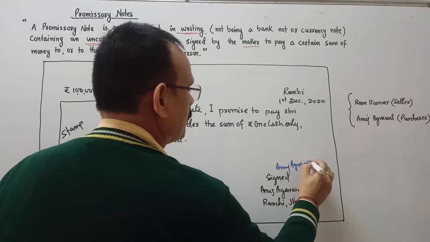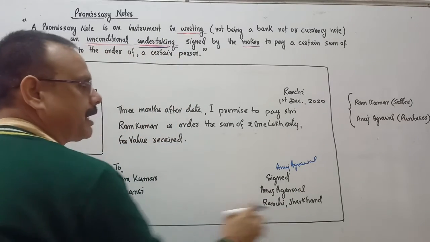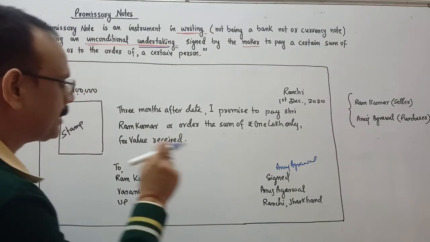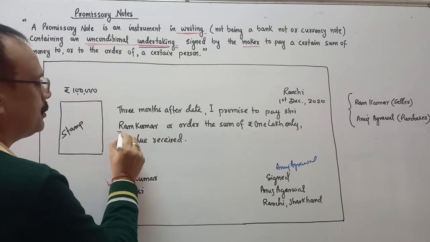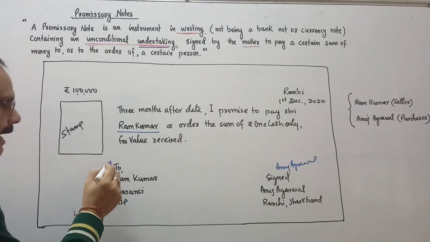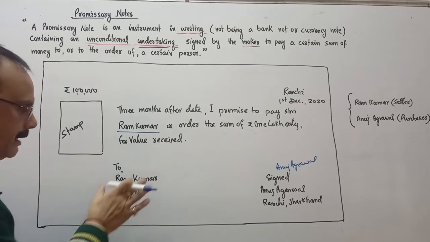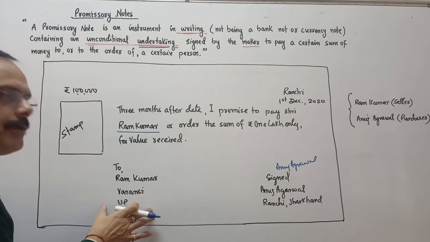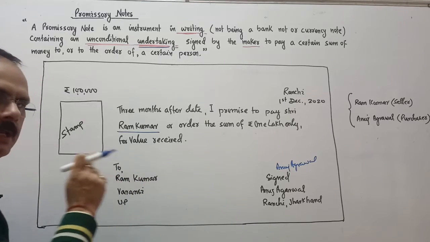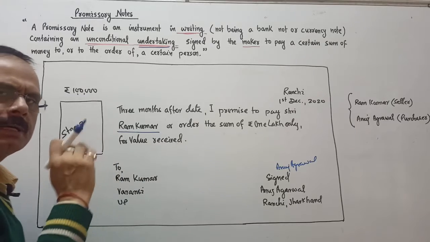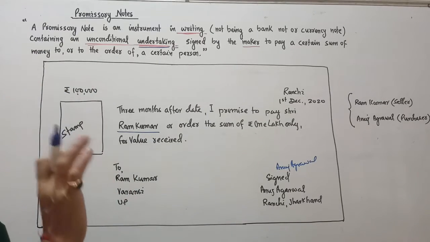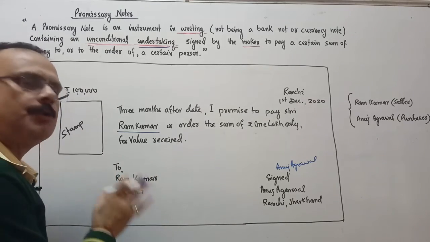Anuj Agrawal is from Ranchi, Jharkhand. He has promised to make the payment to whom? To Ram Kumar. Ram Kumar is the seller. So you write the name and address details of Ram Kumar, Varanasi. You write his street number, PIN code, mobile number, everything, email ID or registration number, you write it over here.